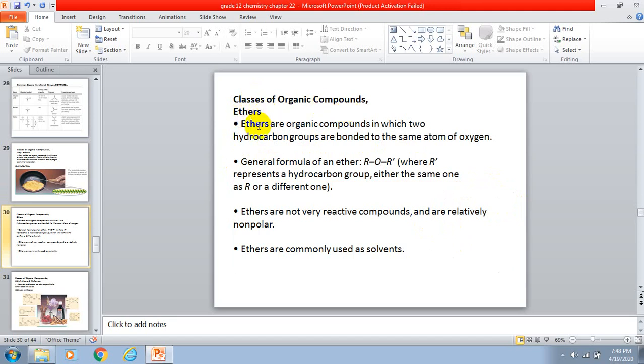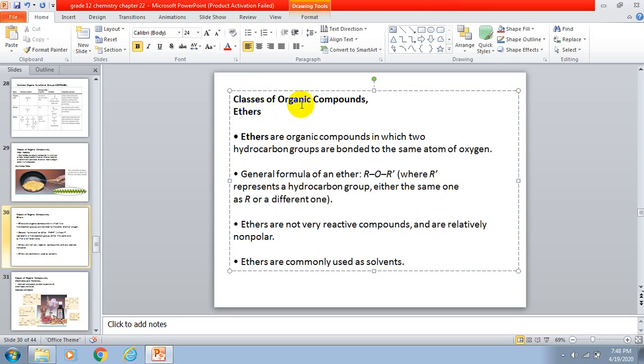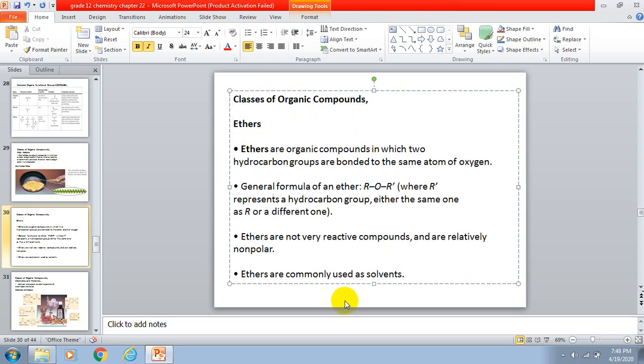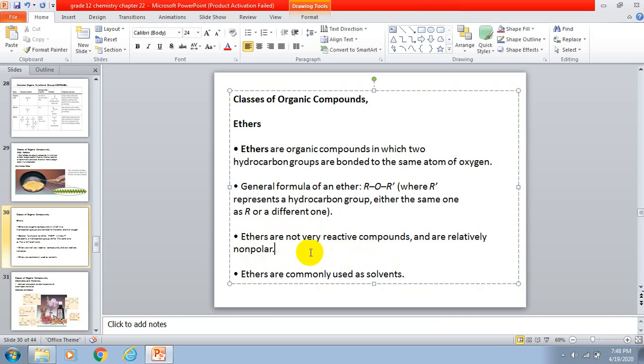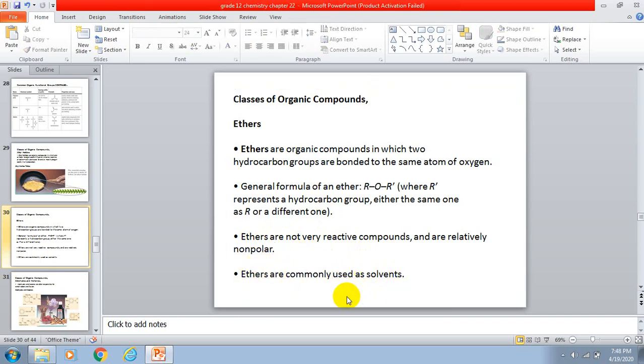Classes of organic compounds. Ethers. Ethers are organic compounds in which two hydrocarbon groups are bonded to the same atom of oxygen. The general formula for ethers is ROR, where R represents the hydrocarbon groups, either the same or different. Ethers are not very reactive compounds and are relatively non-polar. Get the idea? Ethers are commonly used as solvents.